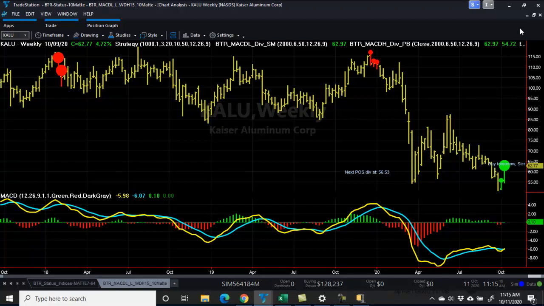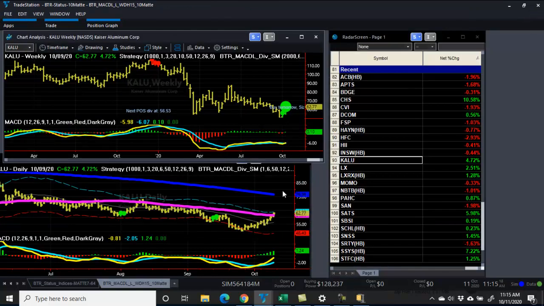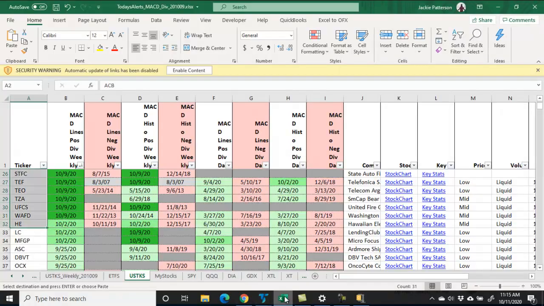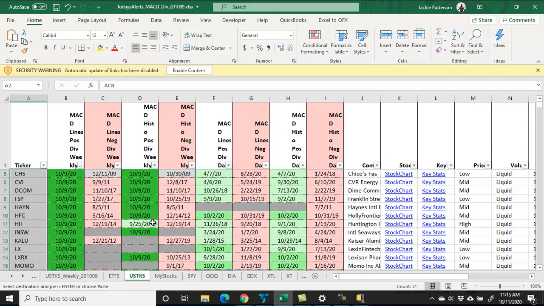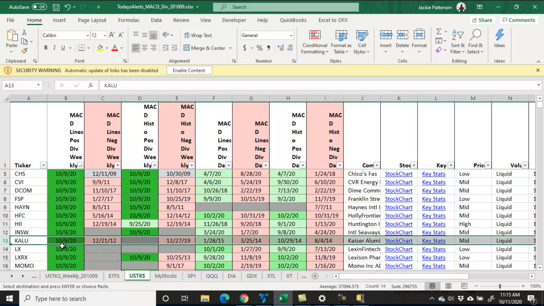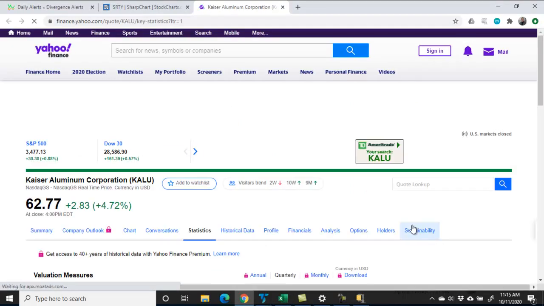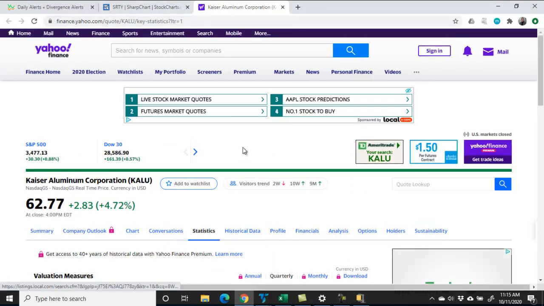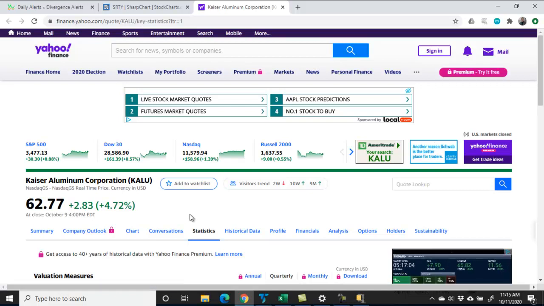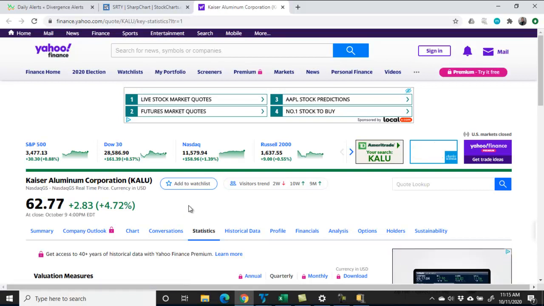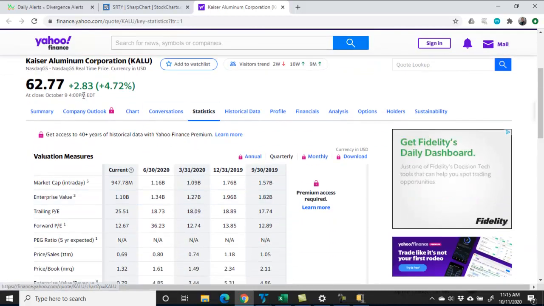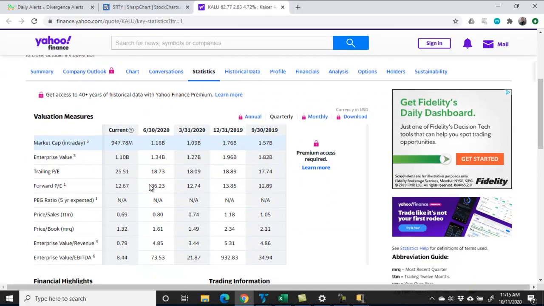What I would look at to continue to check that out is its key statistics. One way to find that: here we have KALU in the spreadsheet, and I can just click a link for key stats. You probably saw the stock charts link. I could bring up a chart there if you don't have TradeStation or another setup you're familiar with. Then clicking key stats brings me to the typical Yahoo Finance printout of what's happening on its books.